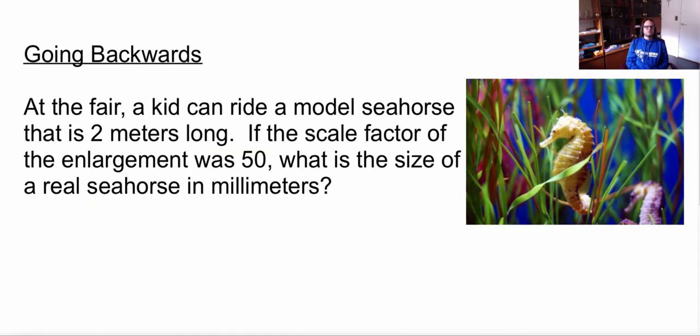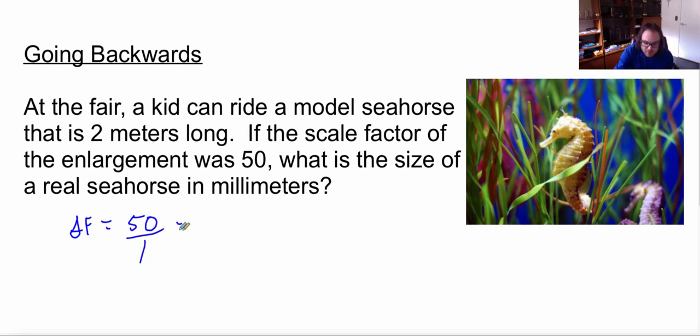So now what happens if we want to find the original instead of the image? Well, let's read this question and figure that out. So at the fair, a kid can ride a model seahorse that is 2 meters long. If the scale factor of the enlargement was 50, what is the size of the real seahorse in millimeters? We first are going to write down what is my scale factor. And that's 50 over 1.